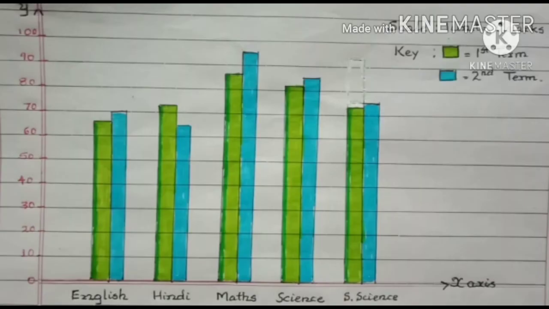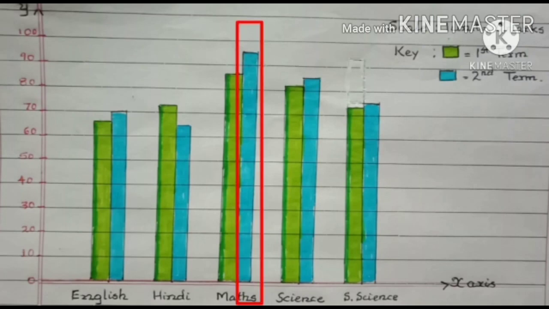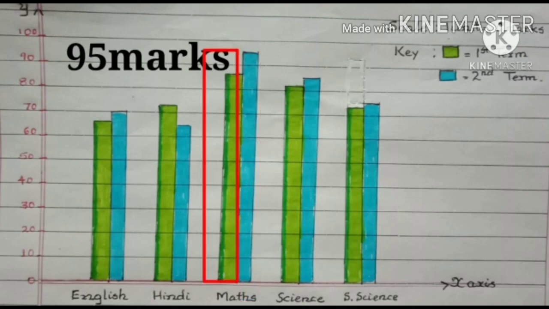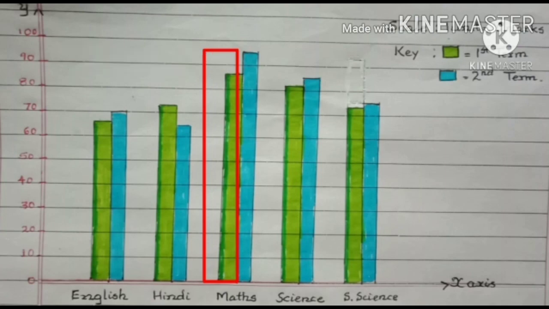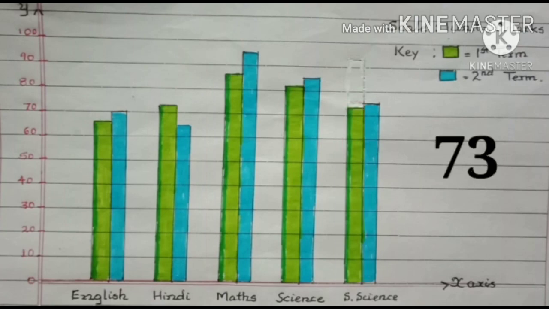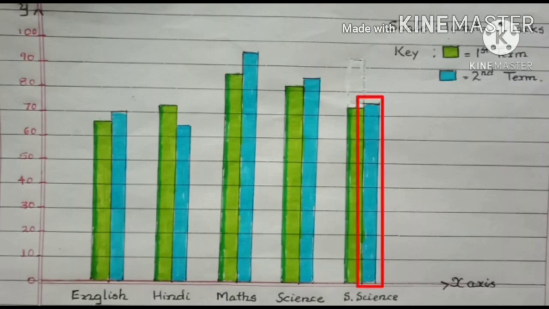In which subject has the child improved his performance the most? The child has improved his performance in maths by getting 95 marks. That is 7 marks more than in the first term. In which subject is the improvement the least? In social science. In the first term, he got 73. In the second term, he got 75. He improved only by 2 marks.